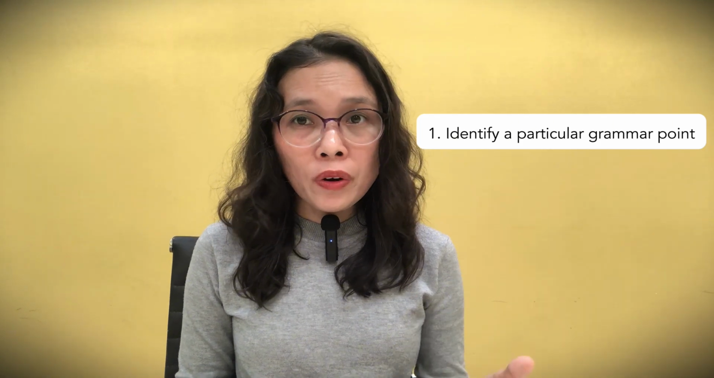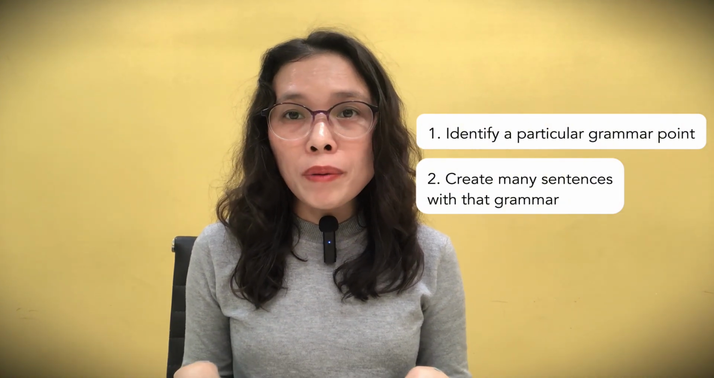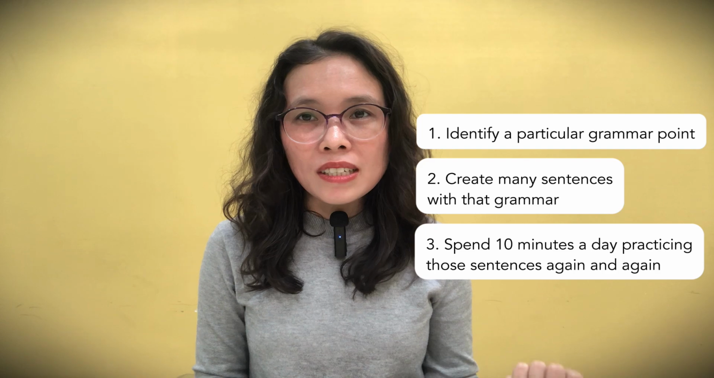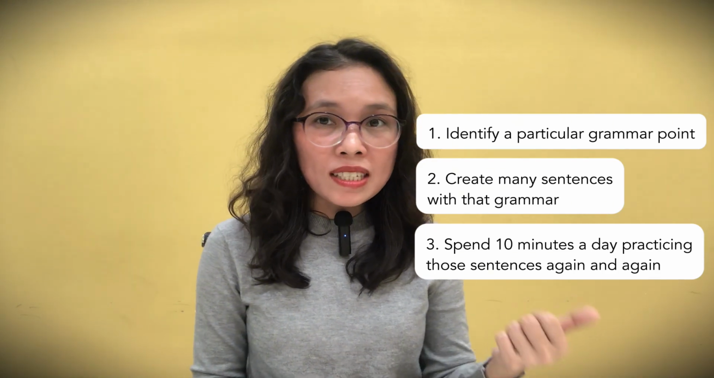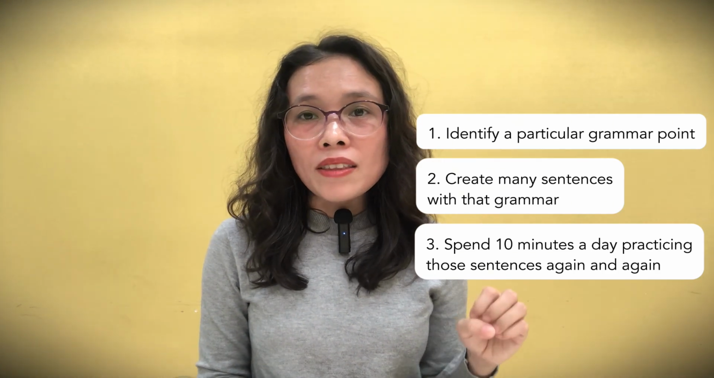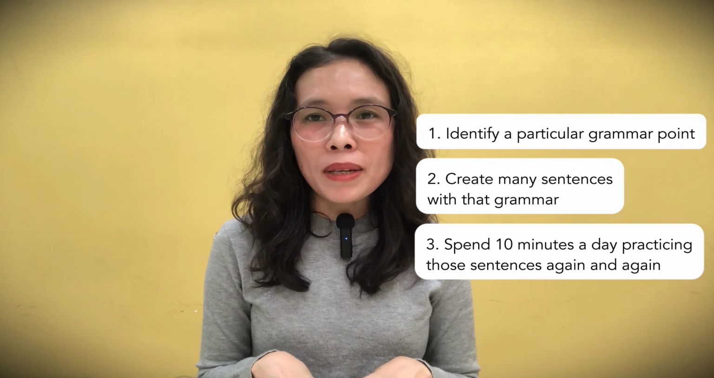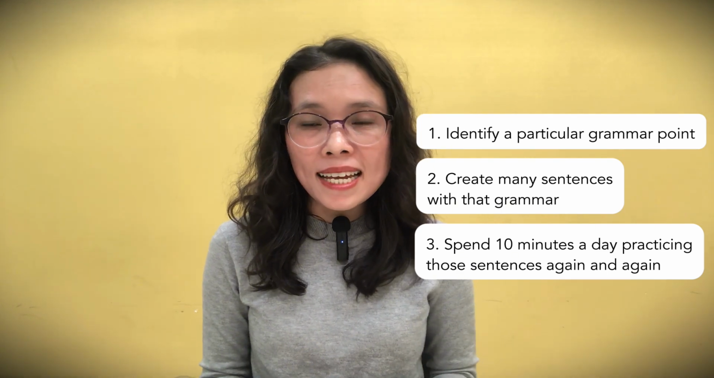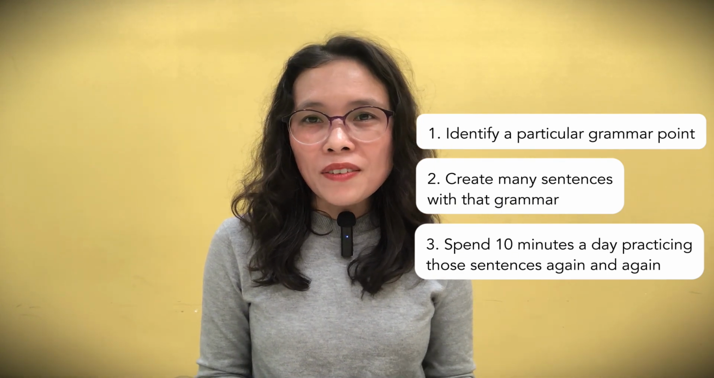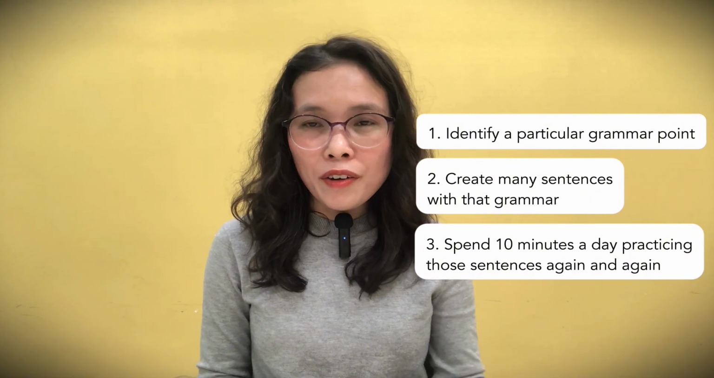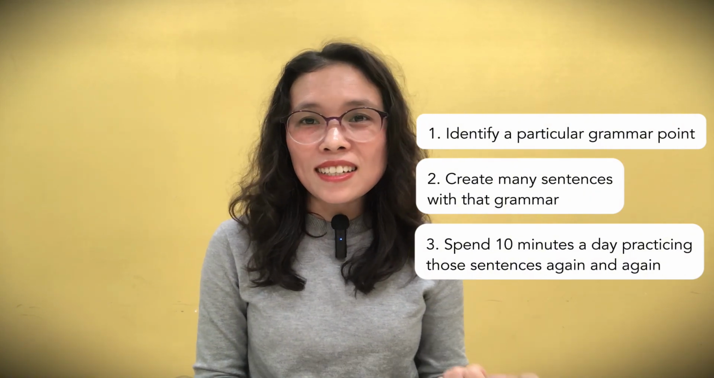And with that point, I'm going to give you a step-by-step process that you can follow and practice. First, identify a grammar point that you often use wrong when you speak. Second, create many sentences with that grammar point. And third, spend 10 or 15 minutes a day practicing those sentences by saying them aloud, again and again, many times. For example, if you often make a mistake with present simple tense, you often say something like "he don't like, he don't have," but it should be "he doesn't like, he doesn't have."